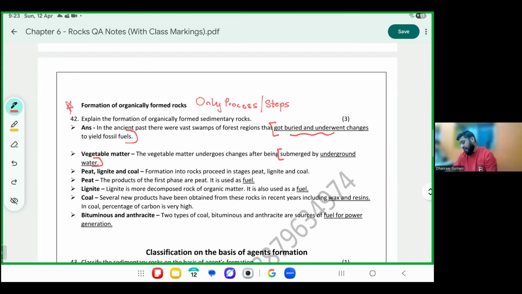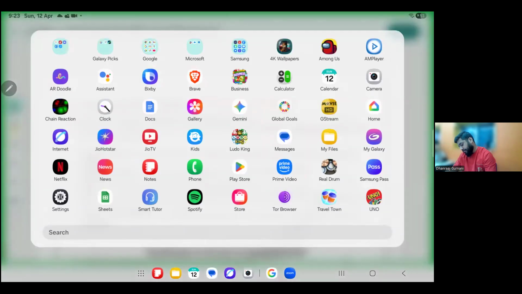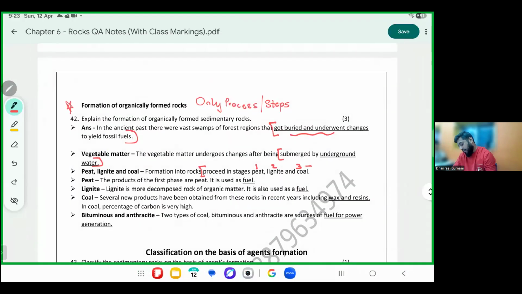They start forming into three stages. The first is peat, second is lignite, third is coal. These are the stages in which they get processed. First stage: it is a type of rock. It is used as fuel.